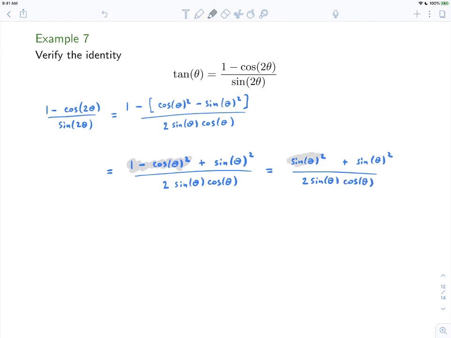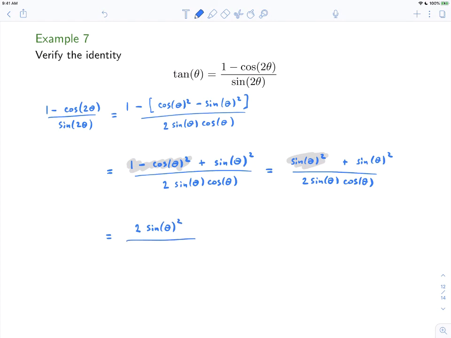So this sine of theta squared is the same as 1 minus cosine theta squared, so that's where that one comes from. But now we have sine of theta squared plus sine of theta squared, which is going to give us in the numerator 2 times sine of theta squared.